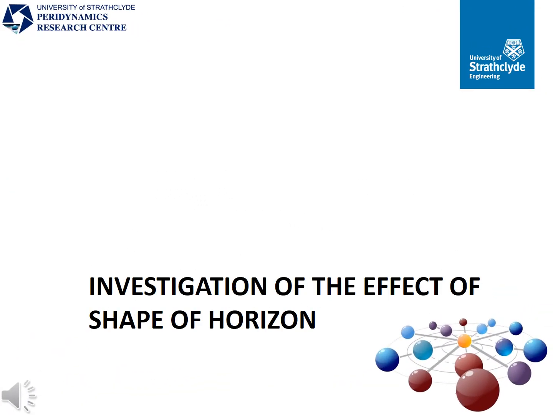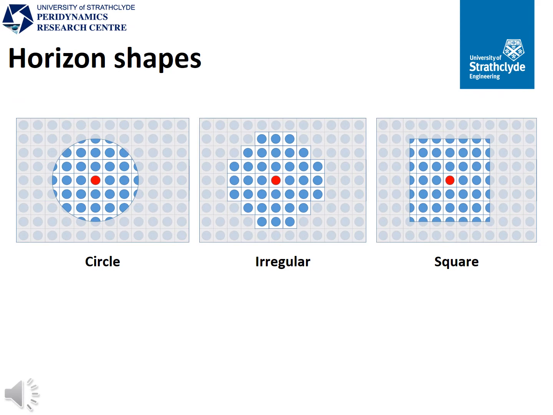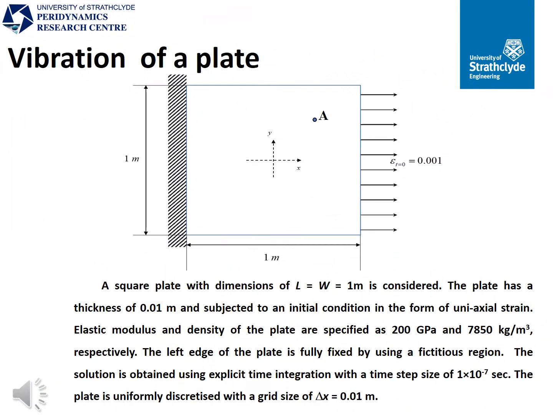In peridynamic simulations, we usually use a circular horizon shape for 2D domains and spherical horizon shapes for 3D domains. In this study, we investigated if we can choose other horizon shapes. We considered a 2D domain and investigated circular, irregular, and square shape horizons. To compare the difference between these three different horizon shapes, we considered two benchmark problems.